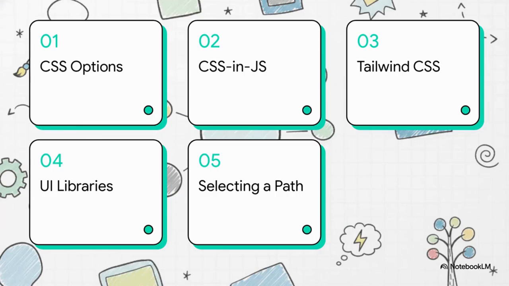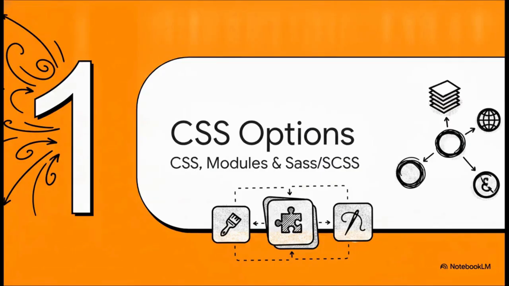All right, here is our roadmap for today. Number 1, traditional CSS and preprocessors. Number 2, the CSS in JS movement. Number 3, utility first with Tailwind. Number 4, ready-made UI libraries. And finally, number 5, selecting your styling path. Let's jump right in. Section 1.